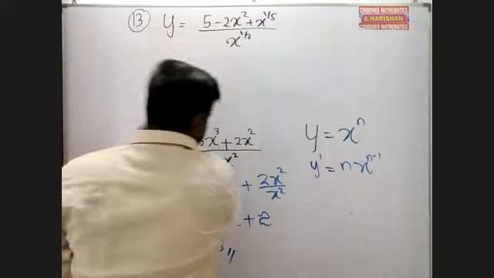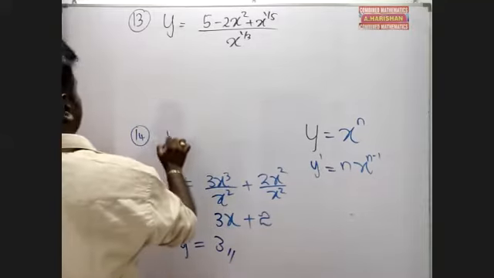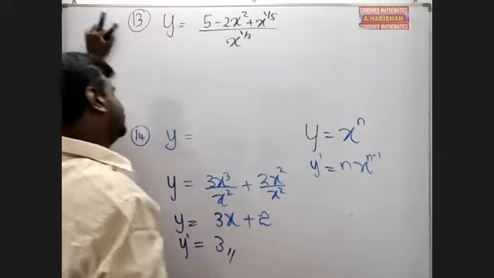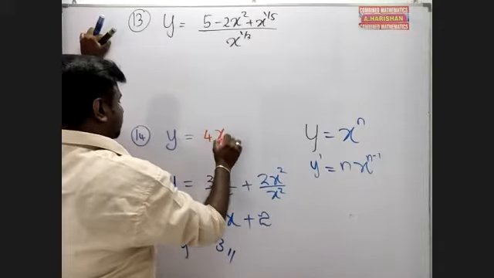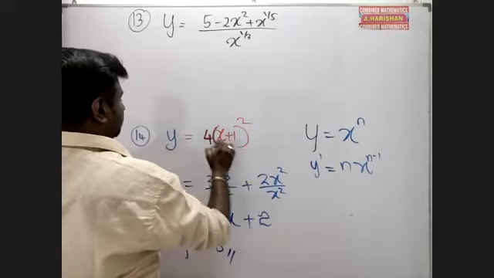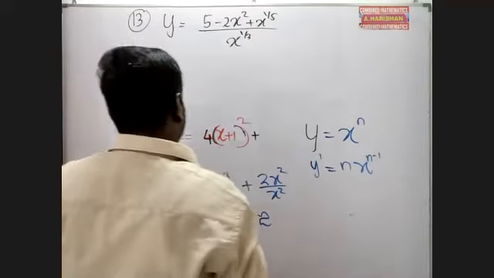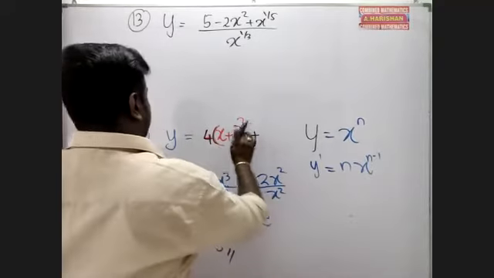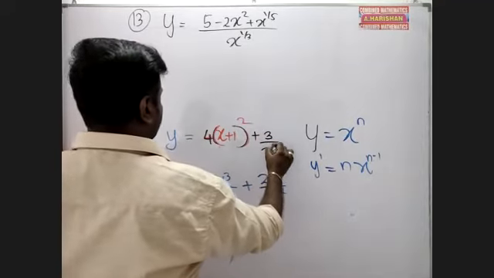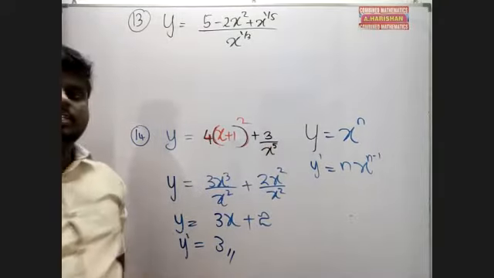13. Then 14. You'll be having 14. y equals 4 into x plus 1 whole thing squared, plus 3 by x to the power 5. Easy.